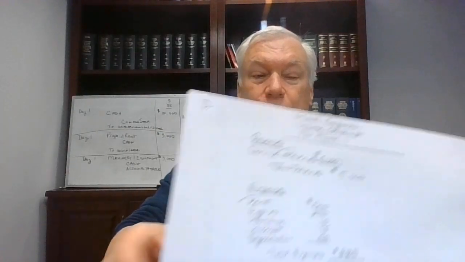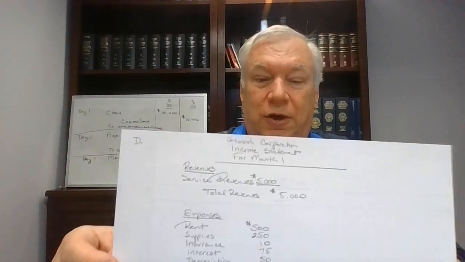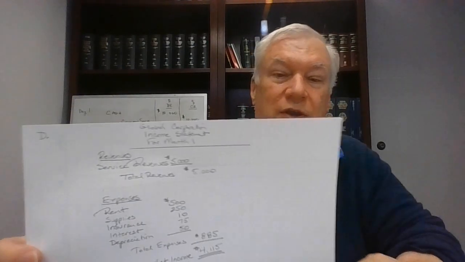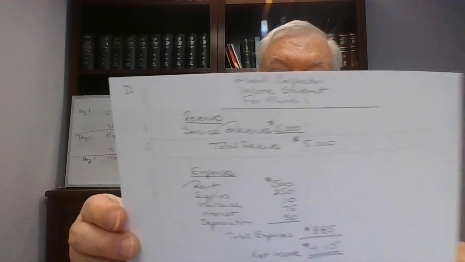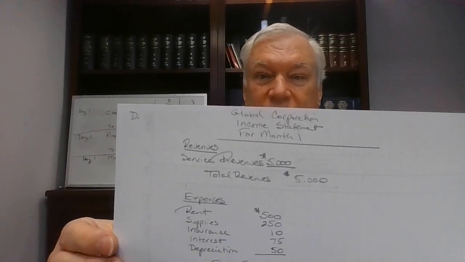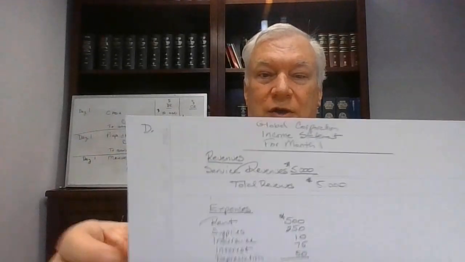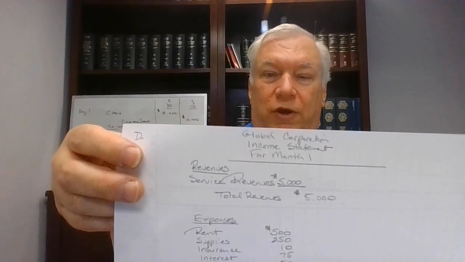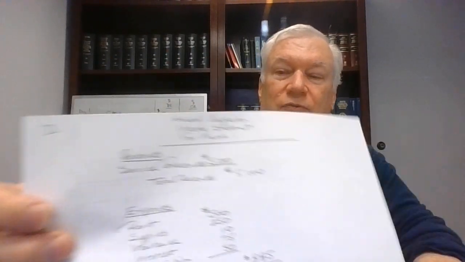Okay, now we prepare our financial statements, and the first one that we prepare is our income statement. And we take the income statement numbers off of the adjusted trial balance. And so as you can see, this is a sloppy but I think technically correct income statement. It's labeled Global Corporation income statement, and it's always for a period. So this is for month one.